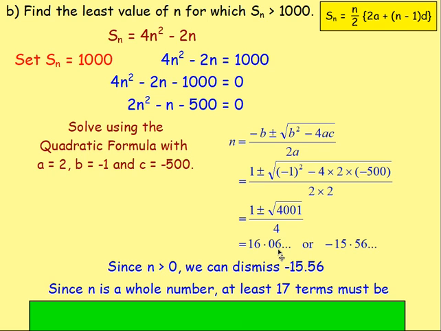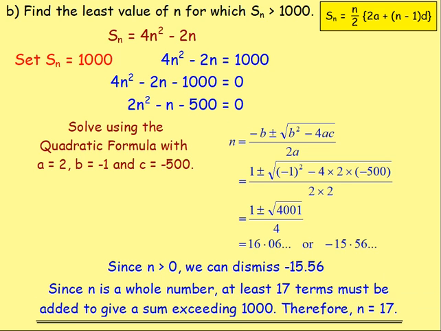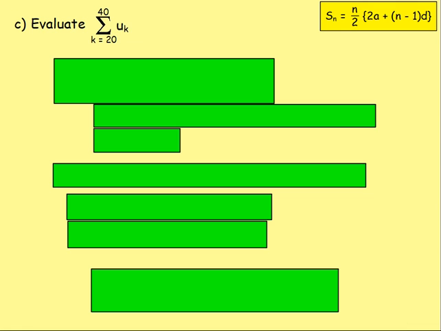That doesn't make any sense, though. It has to be a whole number, and if we pick 16, if we round down, well, that'll be less than 1000, so we'd have to round up. So it would be the 17th term that would be the first one that would give us a sum that would exceed 1000. So therefore, n equals 17.